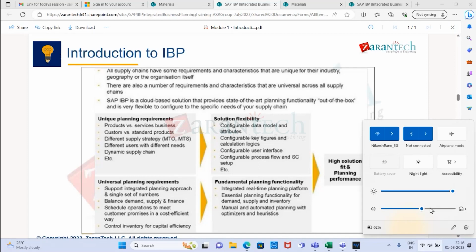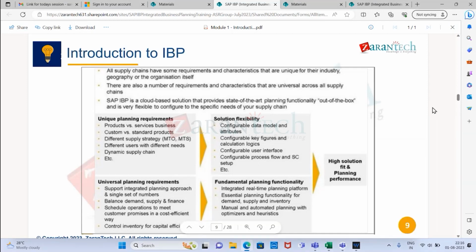So some of the flexibility offered within IBP are basically the configurable data models and attributes, then key figures and calculation logic. There are a lot of different algorithms, as I mentioned to you yesterday. So these algorithms basically define what sort of data processing or data analytics needs to be done to provide a meaningful solution to the problem.